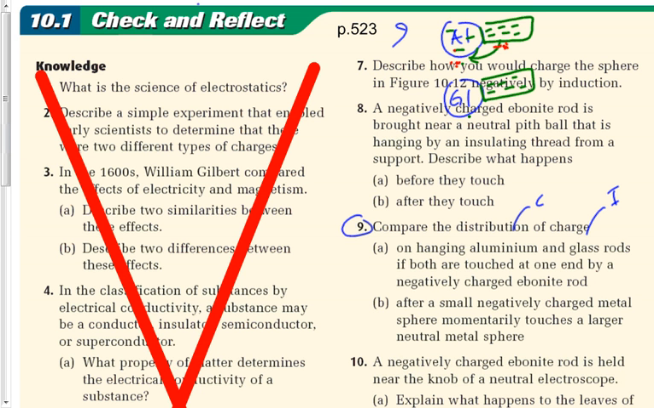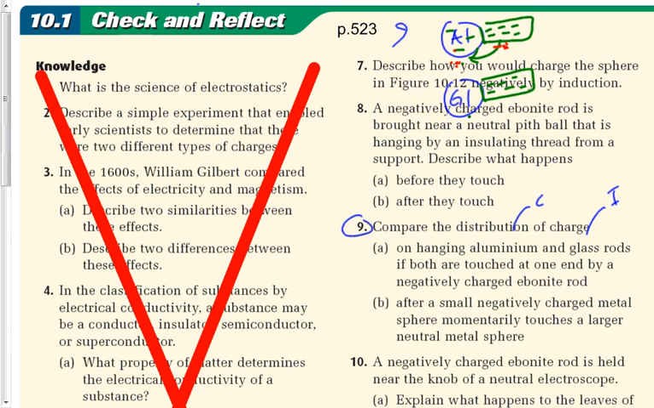Which way is the charge going to go? From the small negative metal sphere to the big neutral sphere, or from the big neutral sphere to the small negative one? Which way is the charge going to go? From the small negative to the big one, right? Not because it's small and large, but because it's going to go away from the negative toward the positive, right?